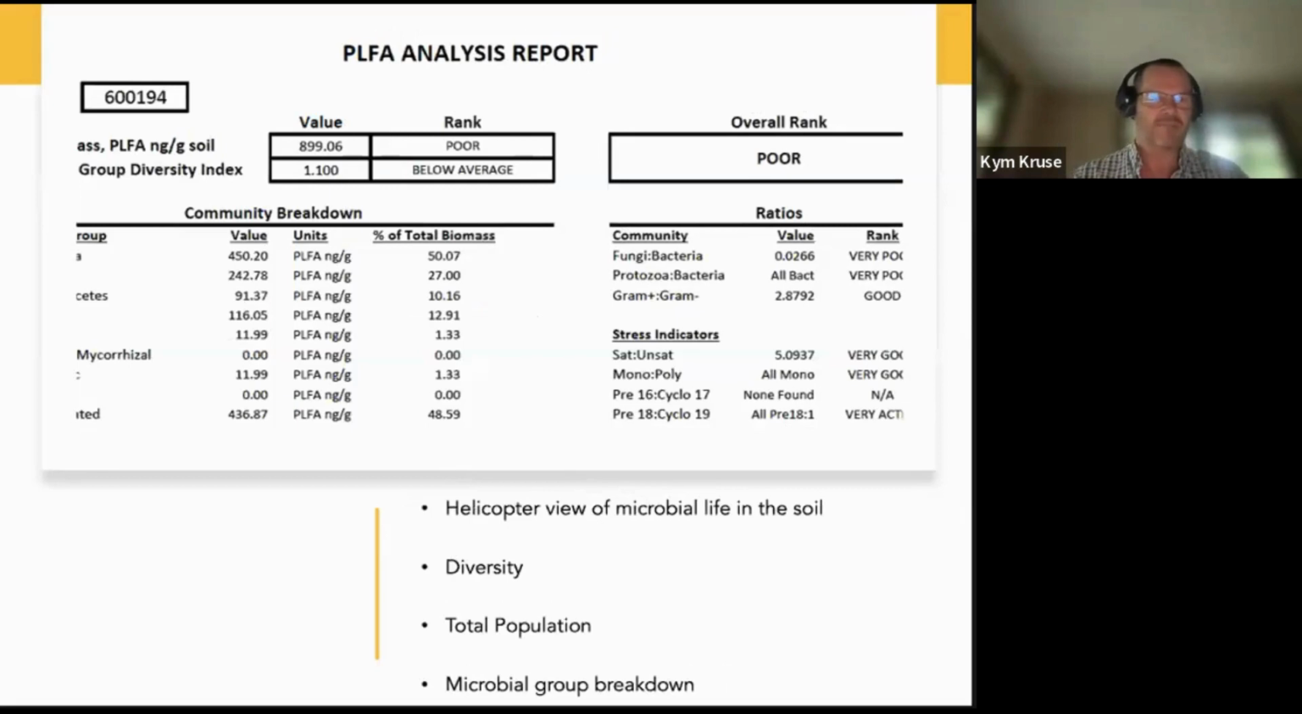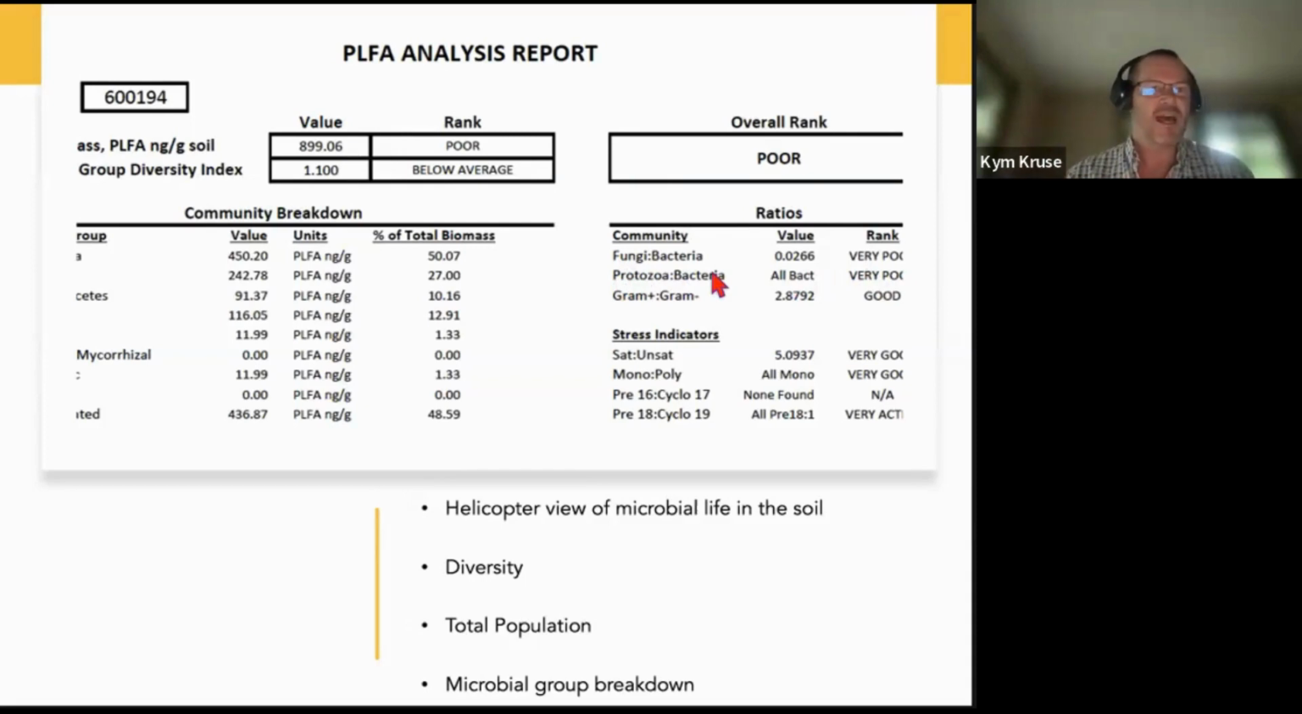Keeping on the subject of soil testing and microbiology, we're always talking about it. Well, how do we measure it? The same laboratory does this particular test, which is a DNA extraction. So this gives me a bit of a helicopter view of what the life in the soil is like. It'll tell me whether I've got protozoa eating bacteria, and you can see here that it's all bacteria, which is a very poor result.